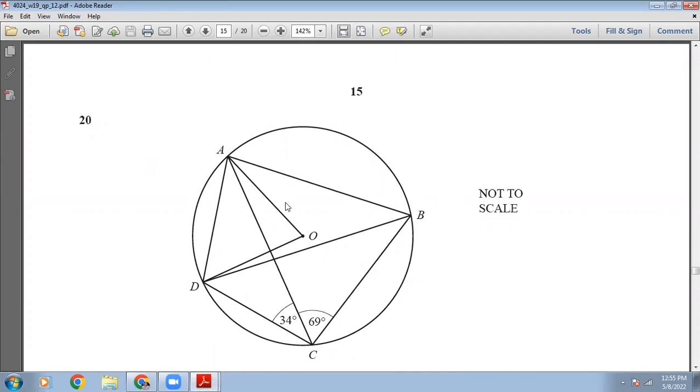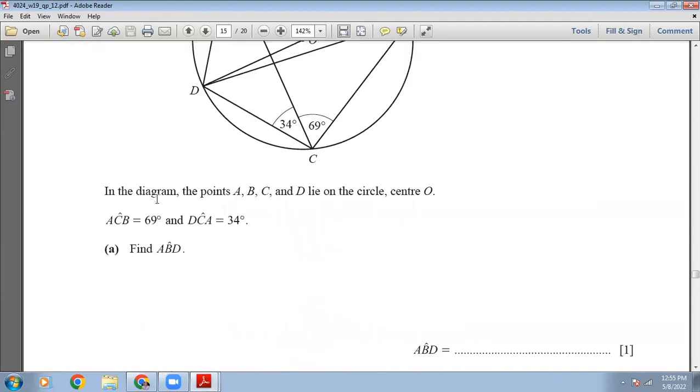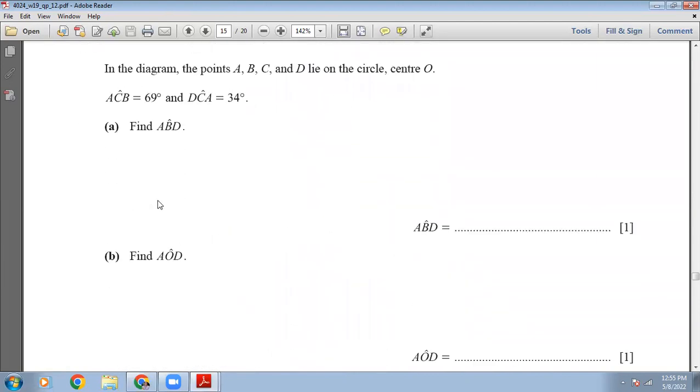AD is the chord. It's going to the center and it makes angle at the center this. And when you take A and D to the circumference, the angle formed is 34. So these are the two basic things. We will go to the question. He says in the diagram, the points A, B, C, D lie on the circle center O.